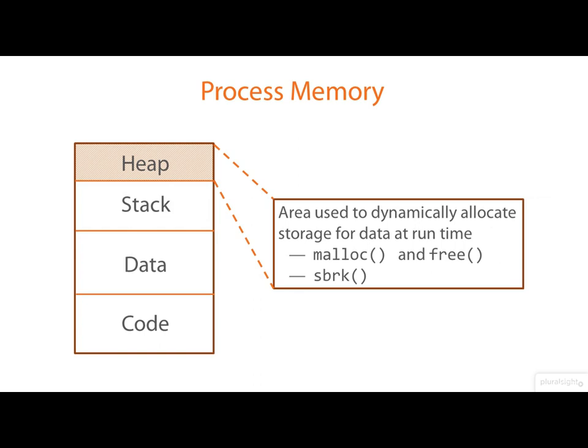And then finally we have an area called the heap, which is used to allocate dynamic data structures. Historically, there is a call called sbrk, a system call that's used to control the size of the heap. You're not really supposed to use it. You're supposed to use the standard storage allocation routines, malloc and free, to dynamically manage memory.